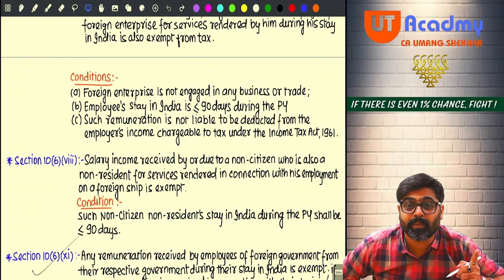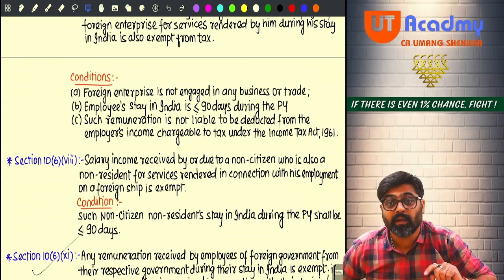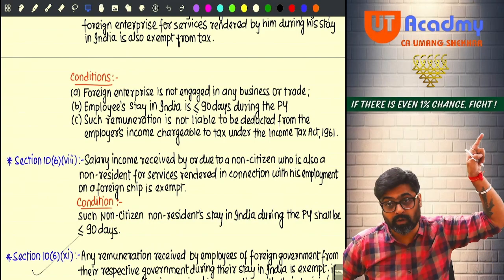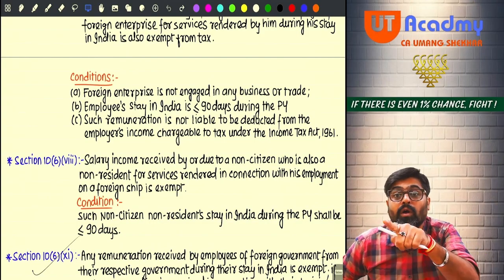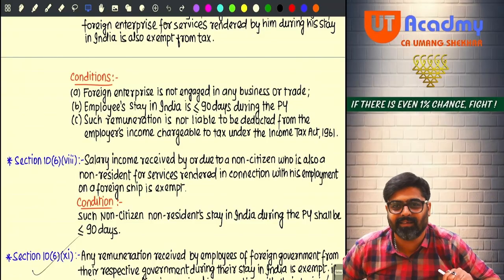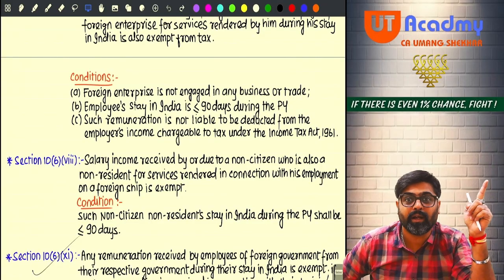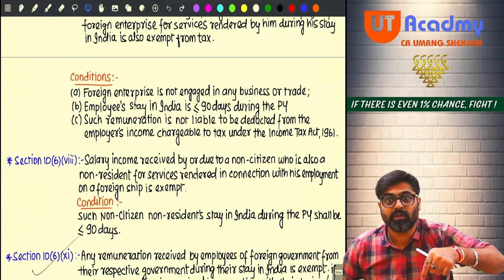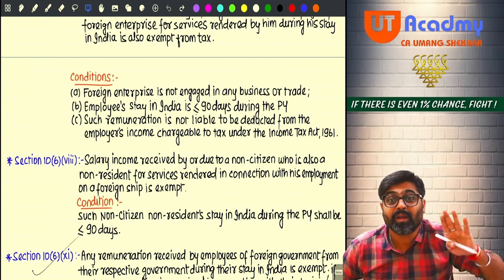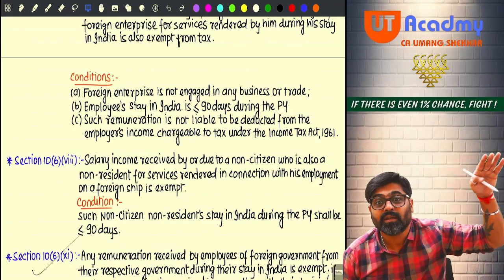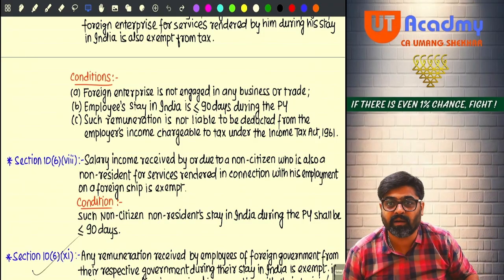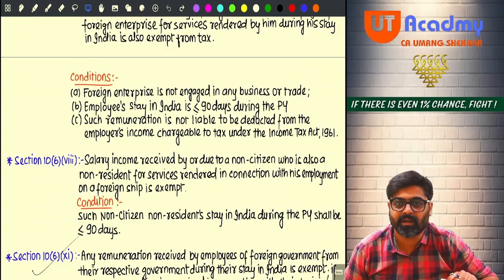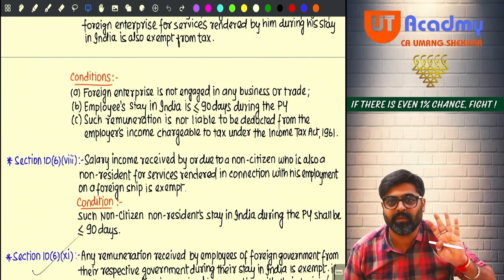And the foreign enterprise of which you are the employee, if the income of that foreign enterprise is assessed in India, and from the income of your employer we have not allowed your salary as a deduction. So if your employer, the foreign enterprise, is assessed in India, meaning its total income is taxable in India, but while calculating the total income, your salary was given as a deduction to your foreign enterprise. Yes or no? Then it will not be exempt. Then it will be taxable.